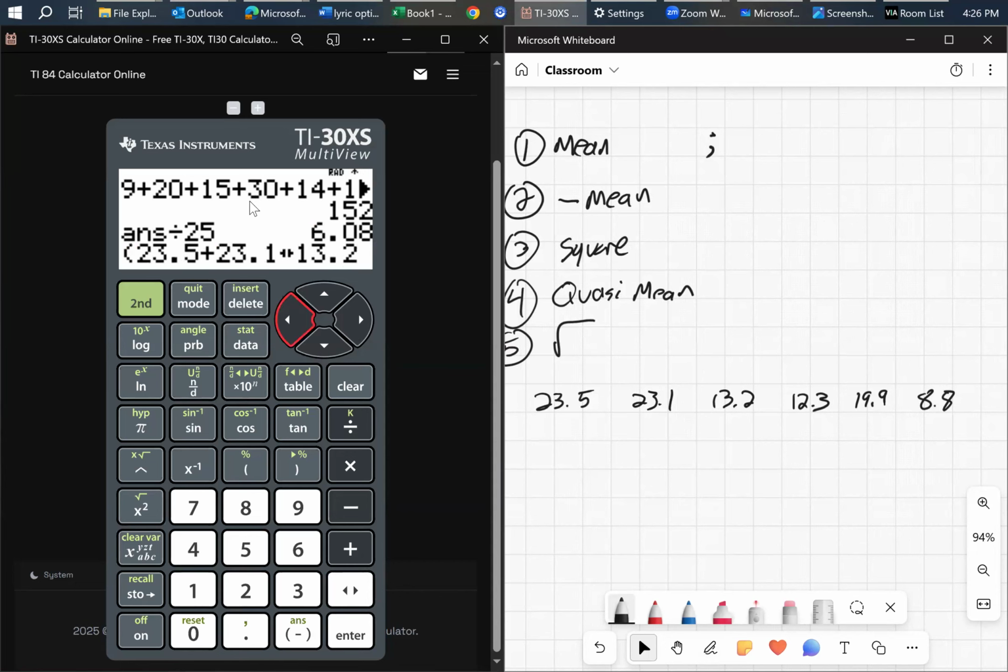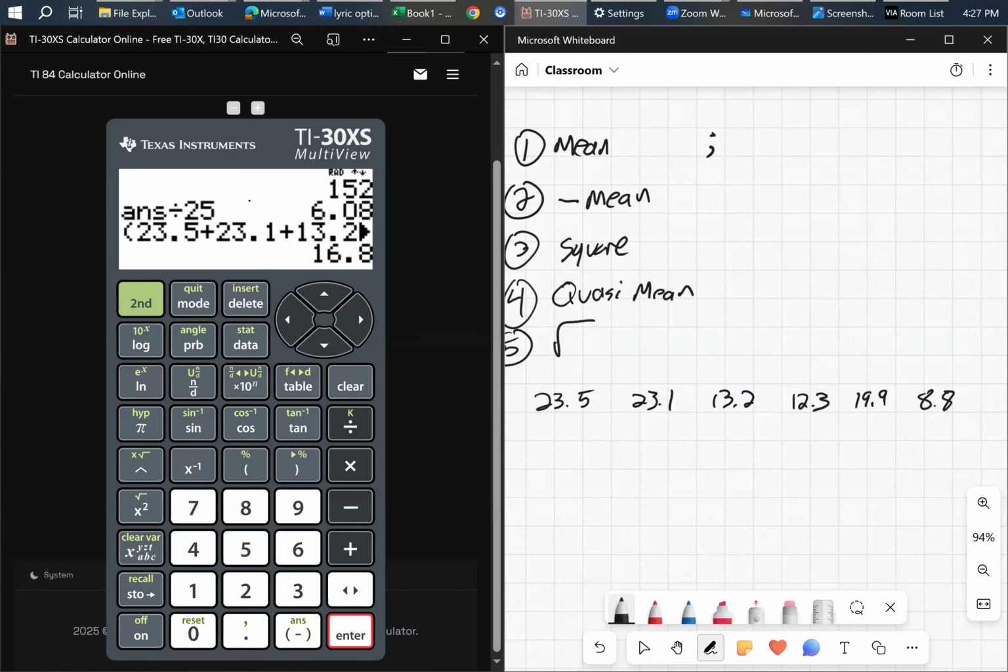Oh, that's not a plus. There we go. And divide by how many we just added up. 1, 2, 3, 4, 5, 6. There's 6 data points in this data set. Divide by 6, and we get the mean is 16.8.